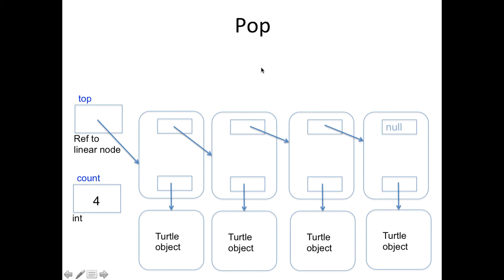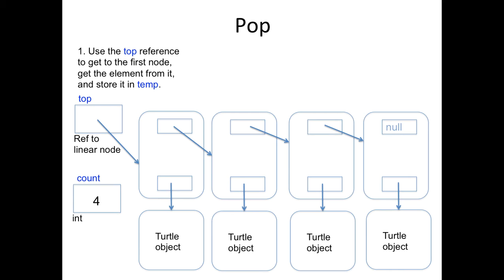Okay. The next thing that we want to talk about is the pop method. So when we're popping, we're removing the item off the top of the stack. So what does this look like? Here we're going to assume we've got these 4 turtle objects on our stack. The first thing we're going to do is use our top reference to get to this first node. We're going to get the element from it, and we're going to store a pointer to this turtle object. We're probably going to call this temp.